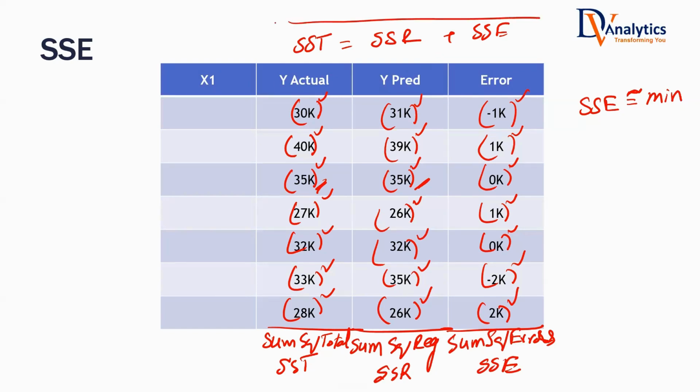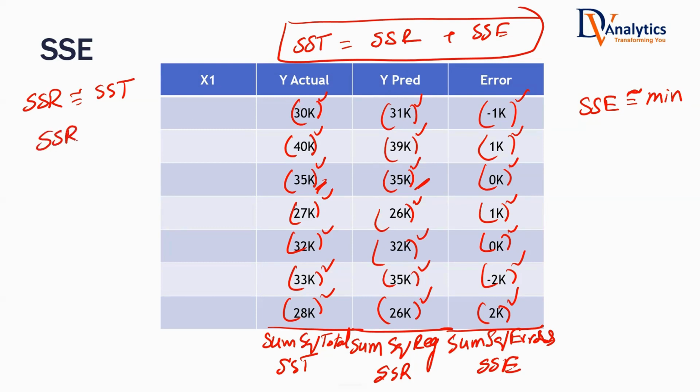Now, if you look at this equation, we already know that SSE should be near to 0. If I ask you this way, what should be the SSR value for a good model? SSE should be near to 0. What should be the SSR value for a good model? As close to SST as possible. That means the prediction and actual should be almost close to each other.